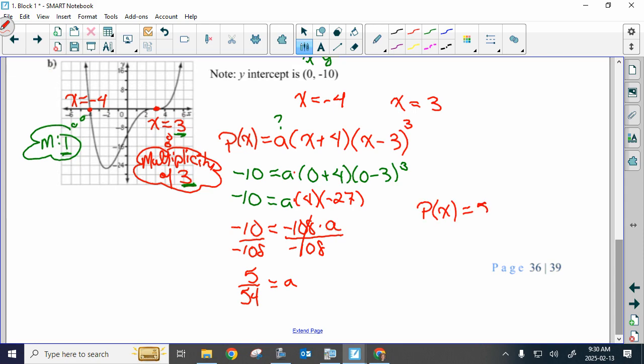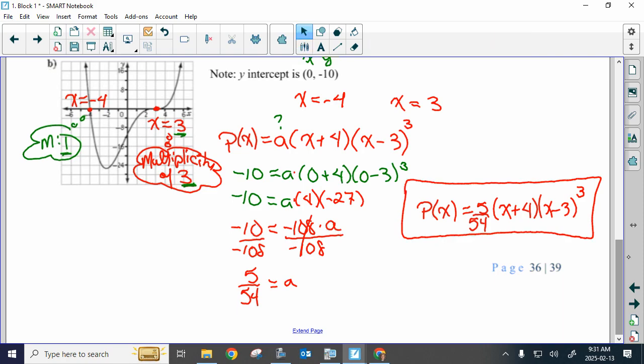So, again, put p of x back in, put the x's back in. We don't want just the y-intercept. We want the whole function, so the variable x's go back in. And don't forget that this was cubed. If you missed the cubed, you just made it a quadratic, not a quartic.